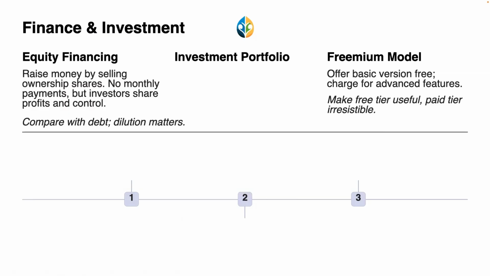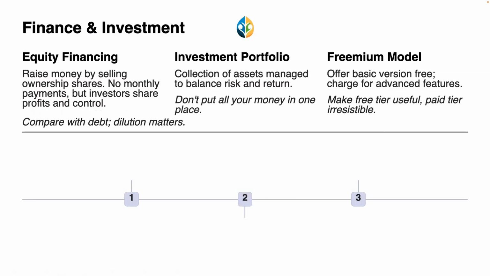Investment portfolio. A collection of assets managed to balance risk and return. Don't put all of your money in one single place. And then, of course, the freemium model: offer the basic version free. If you're using something like ChatGPT, you'll notice that there is a freemium model that has limitations, right? But as you move up the stack to the paid versions, the feature set opens up dramatically. So make the free tier useful, but the paid tier absolutely irresistible.